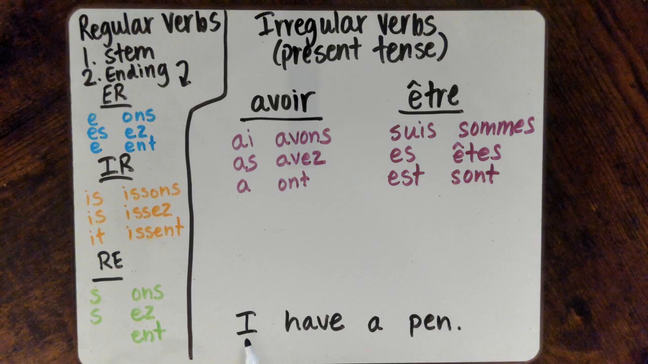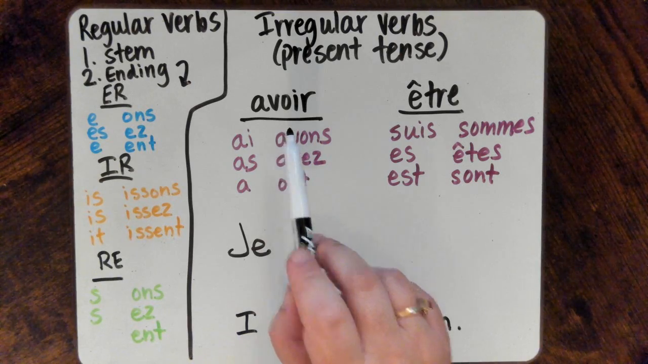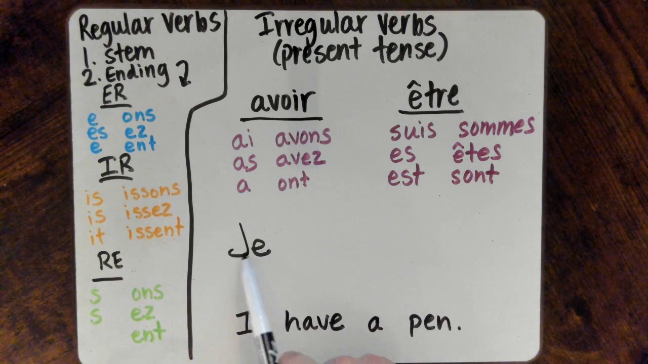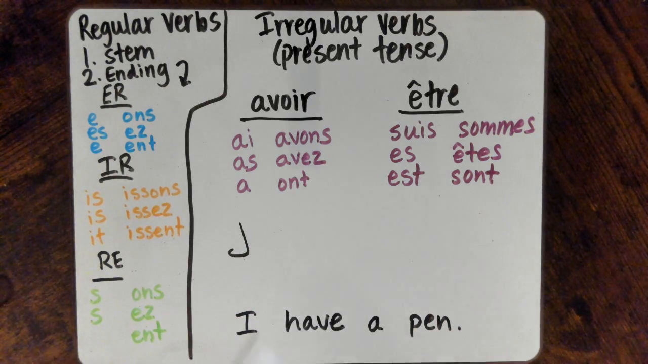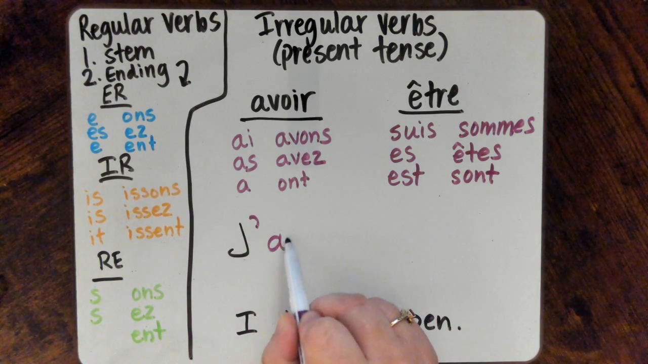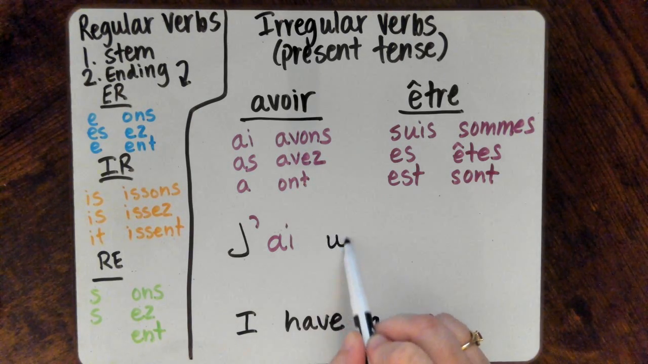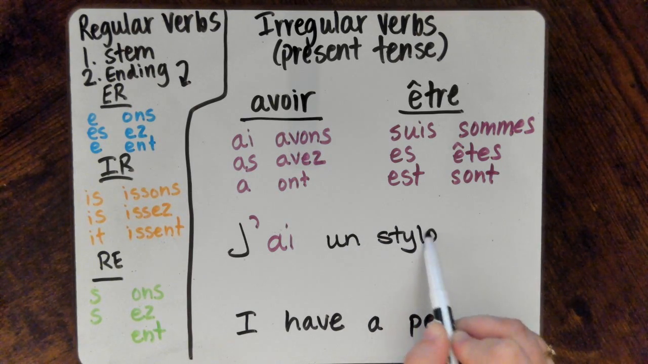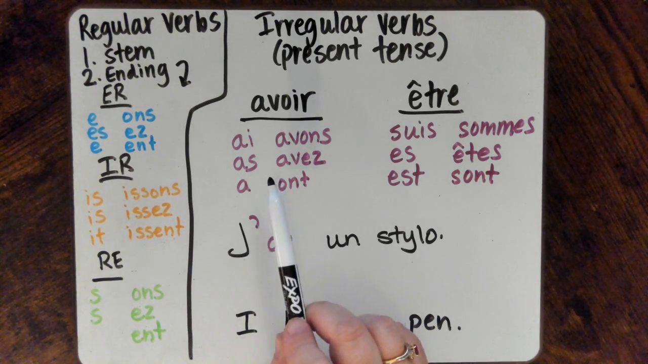Well, I need the subject I, which is je. Then I need the verb have. Well, you would need to know which one of these means have, but this one means have. So my subject, my verb that goes with je is a. But this one's a little different because it starts with a vowel. So when it starts with a vowel, we're going to do J apostrophe AI. So this is I have. And then the rest of the sentence would just be un stylo. That's just a noun. So you could look that up in a dictionary or something. But this part, this is the verb. It comes from up here.